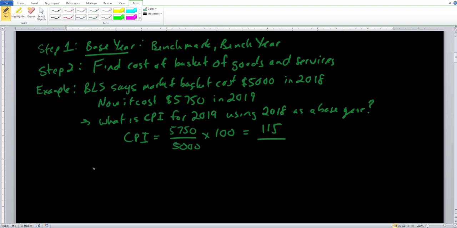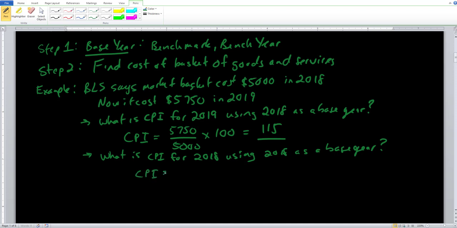So suppose we want to go ahead and find out another CPI value. Let's go ahead and find the CPI value for the base year. Second question that we can ask is, what is the CPI, say for 2018, using 2018 as a base year? So here we want to find out the CPI in 2018, which is exactly our base year as well. What do you think the CPI is going to equal?